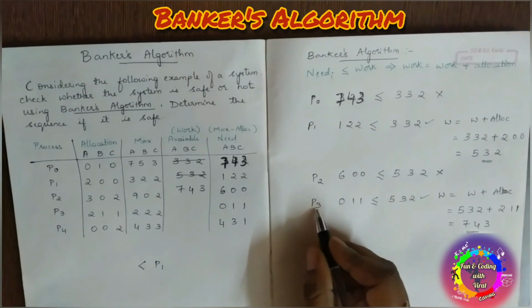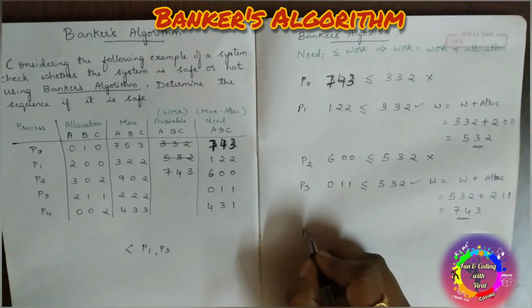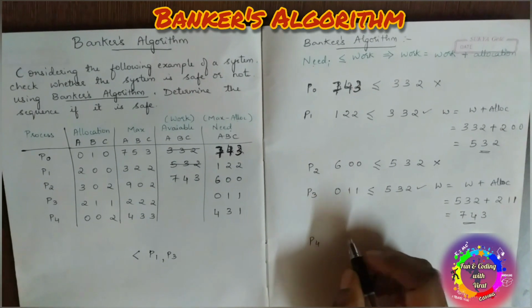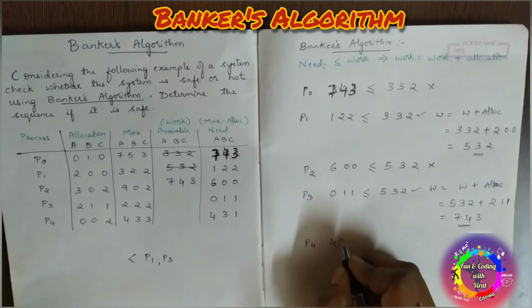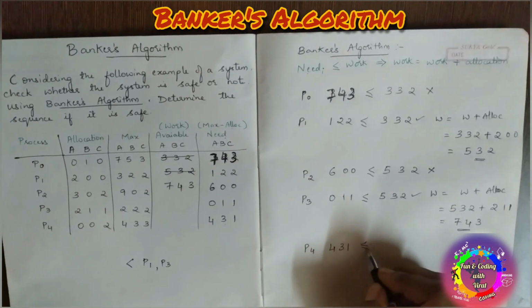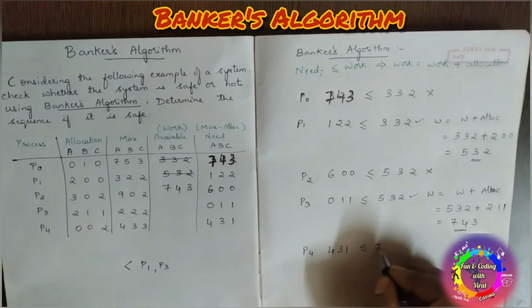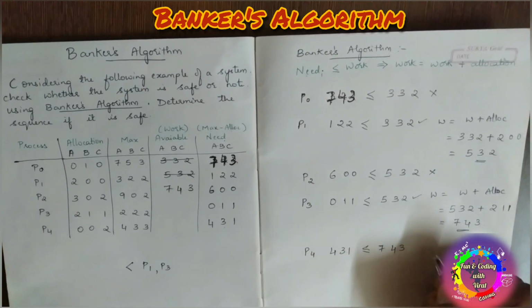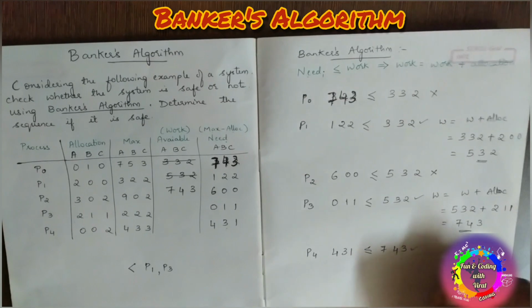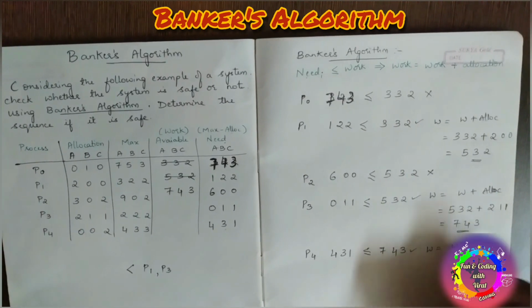The next process which entered the safe sequence was P3. You need to update it here also. Next is P4. The need of P4 is 4 3 1. I have taken the need from this table. It's less than or equal to the new value, whatever you have updated into the table, right? That value you should take as work. Is this correct? Yes. So calculate work is equal to work plus allocation.